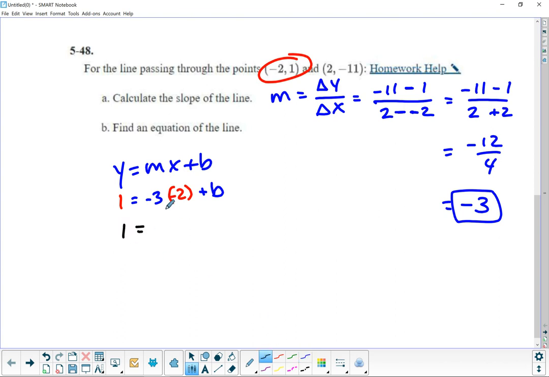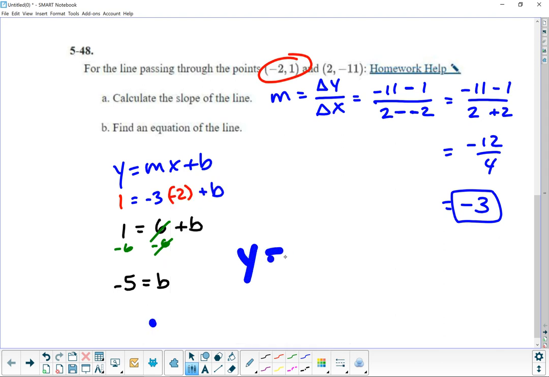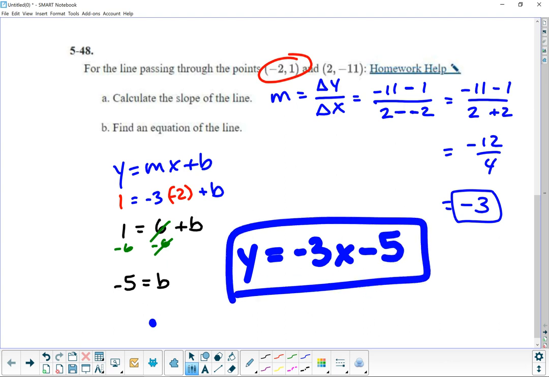You will get 1 equals negative 3 times negative 2, which makes positive 6, plus b. You're going to subtract 6 from both sides. And you will get negative 5 equals b. So your final equation is going to look something like this. y equals m, which is negative 3, x plus the b, which is negative 5. So your final equation, y equals negative 3x minus 5. And yes, you have to go through all this work.